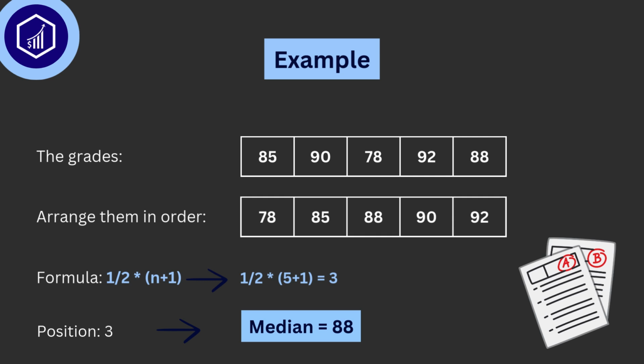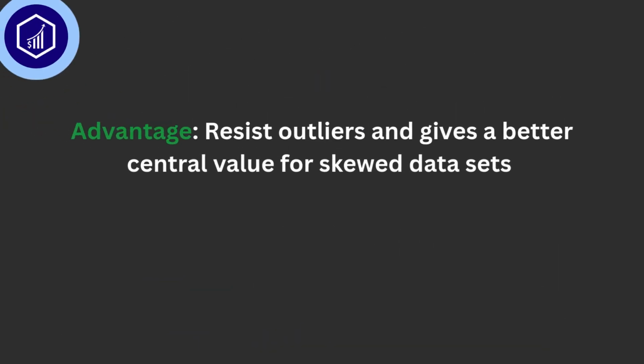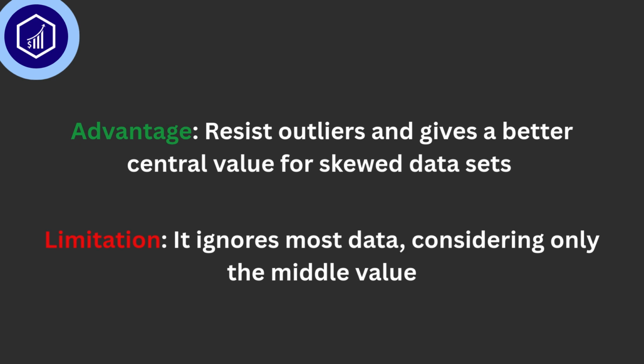Notice that even if we include an extreme value like 50, then it would be 50, 85, 88, 90, 92, and the median is still at position 3, so it doesn't change. Our median would also be 88 in this example. You see from this that the advantage of the median is that it resists outliers and gives a better central value for skewed data sets.